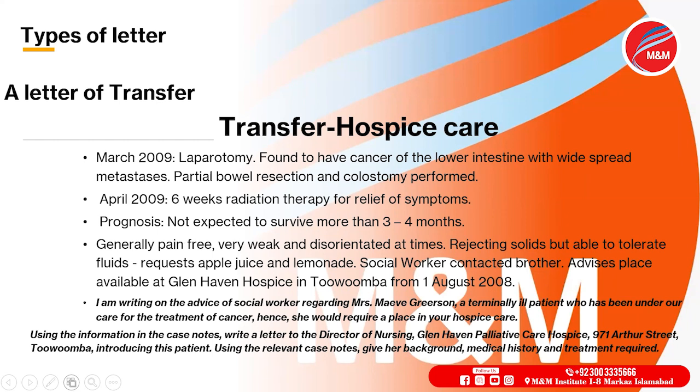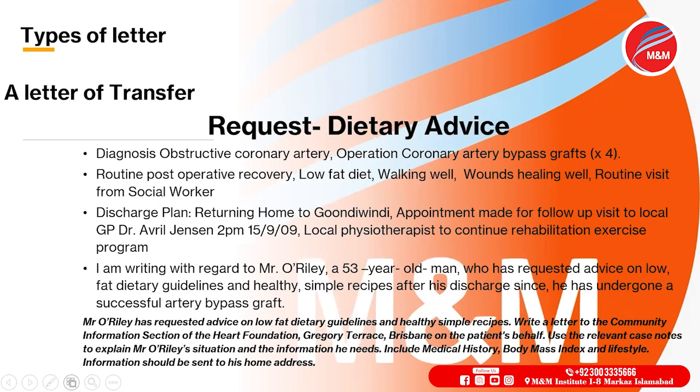We need his assistance. So similarly, we can simply write it down. I'm writing on the advice of the social worker regarding the patient, a terminally ill patient who has been under our care for the treatment of cancer, right? So we can simply write that in the introduction part: I'm writing on the advice of the social worker, a terminally ill patient who has been under our care for treatment of cancer, and she would require a place in your hospice care. That can be written in the introduction part.